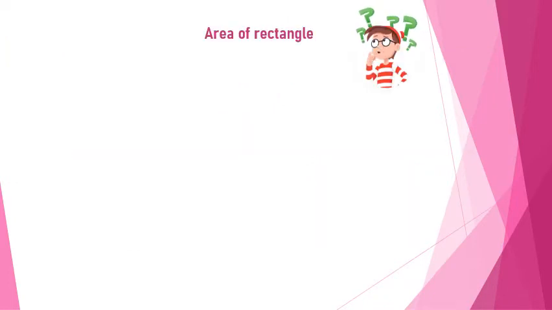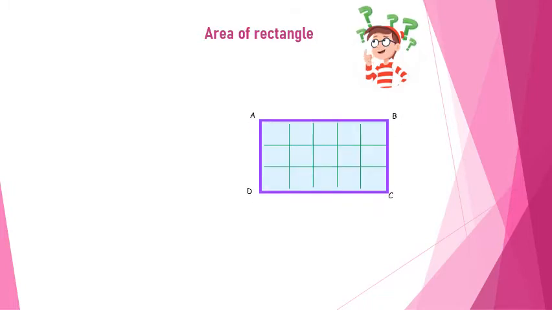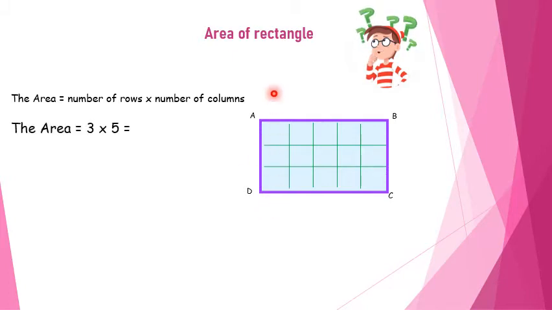What is the area of a rectangle? If I have this array and I want to find the area of this array, I know that the area is number of row by number of column. So I count how many rows I have, 1, 2, 3. Now how many columns, 1, 2, 3, 4, 5. So I multiply 3 by 5 will be 15 square units. This is the area of the array.